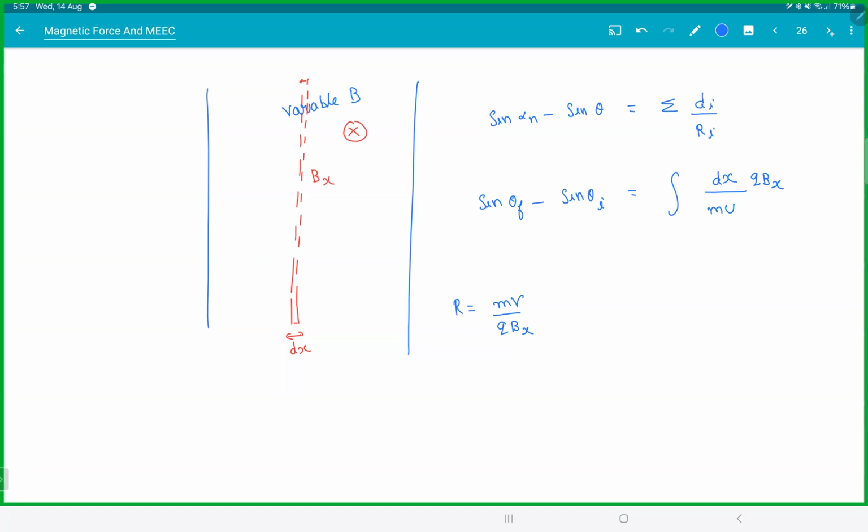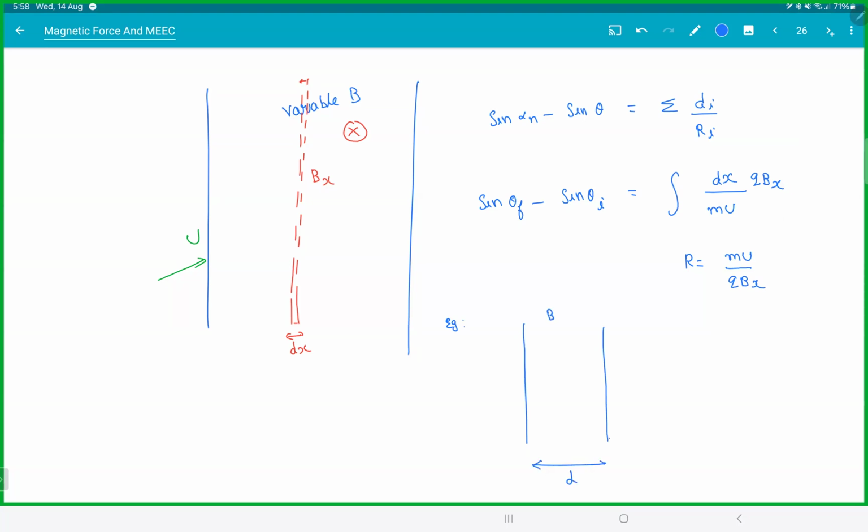This is a variable magnetic field region. R is equal to mu by qBx. So let's say someone enters inside like this with speed u. This is the situation. You can just take an example.